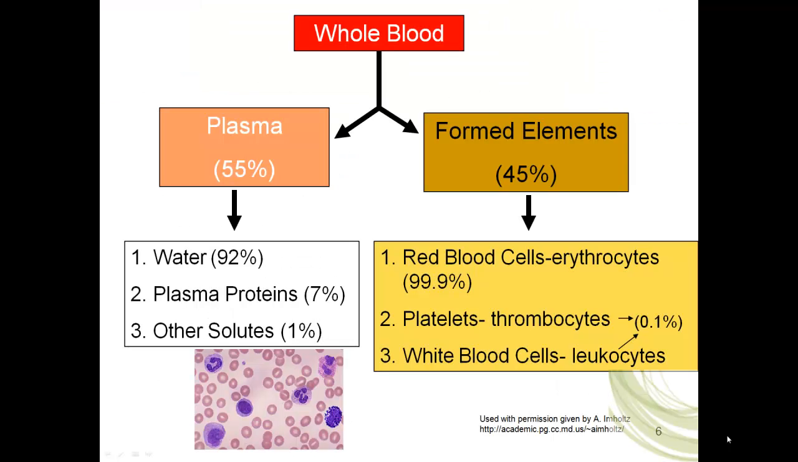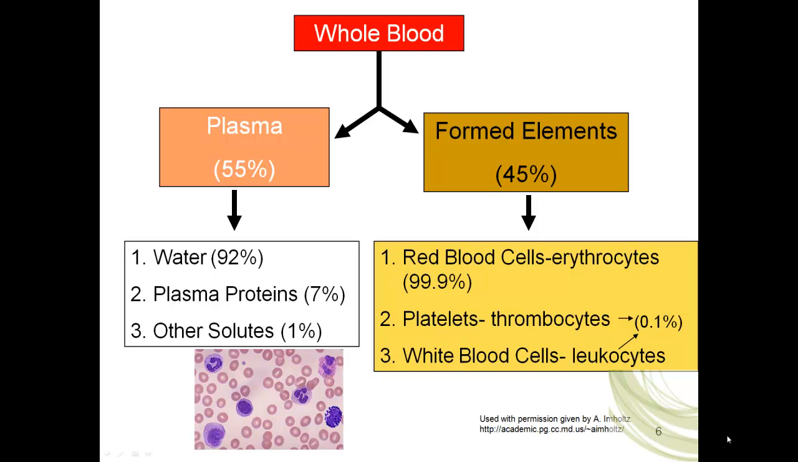So what do we find in whole blood? Whole blood, as you learned from your body fluid compartments, is actually a mixture of body fluid compartments. We have extracellular fluid, which is plasma, and then we have the formed elements, which are blood cells that are suspended in the plasma, and within these formed elements we find intracellular fluid. So plasma consists of 55% of the whole blood volume, whereas the formed elements are about 45%.